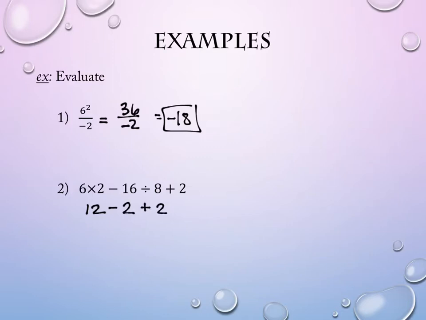So this is the step that clears out all the multiplication and division at one time. And then in my next step, I'll move from left to right and clear out any addition or subtraction that's present. So as I move from left to right on this one, 12 minus 2 is 10 plus 2 is 12. So the final result here is 12.